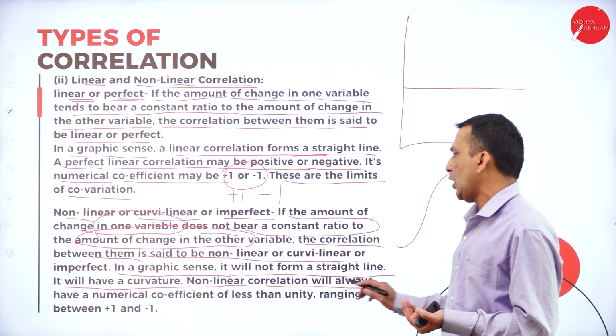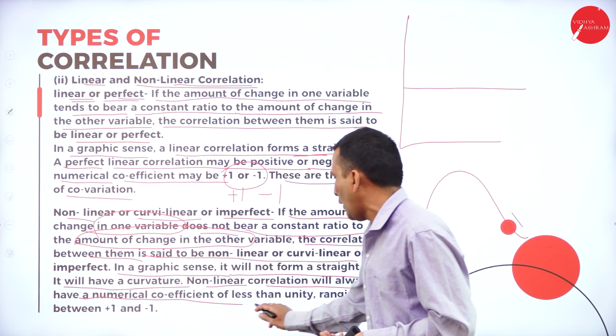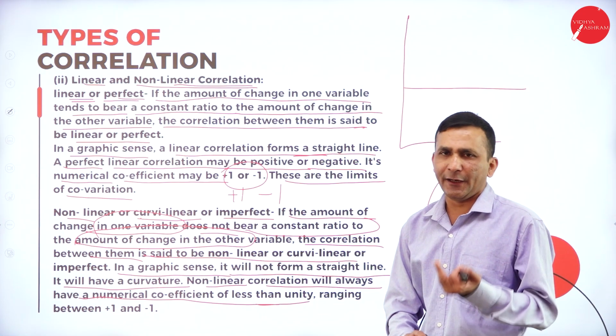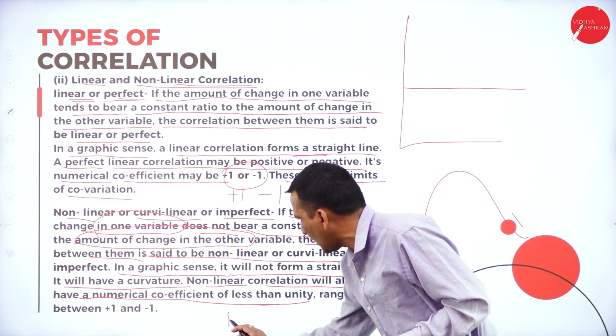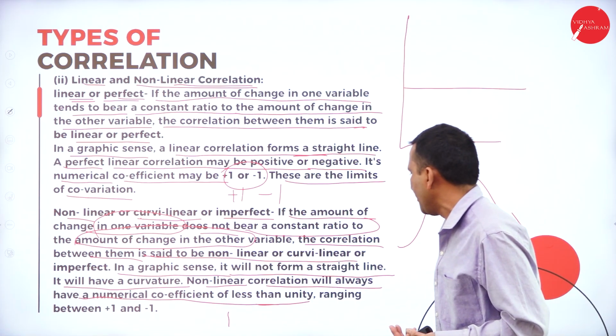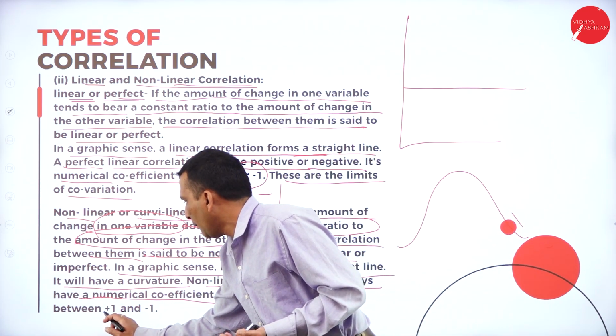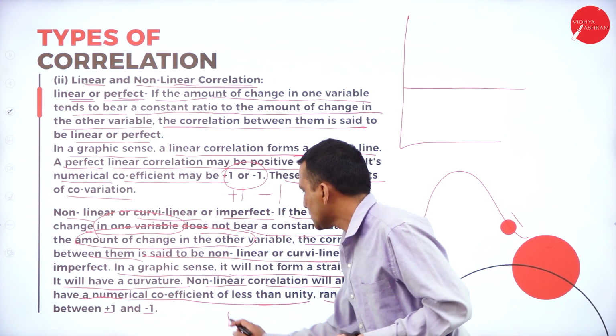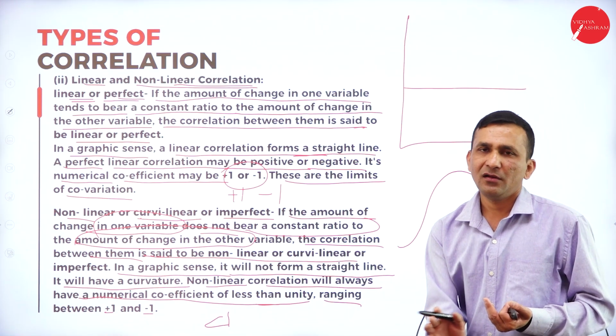Non-linear correlation always has a numerical coefficient less than unity. Unity means always 1, so the coefficient ranges between +1 and -1. So, less than that.